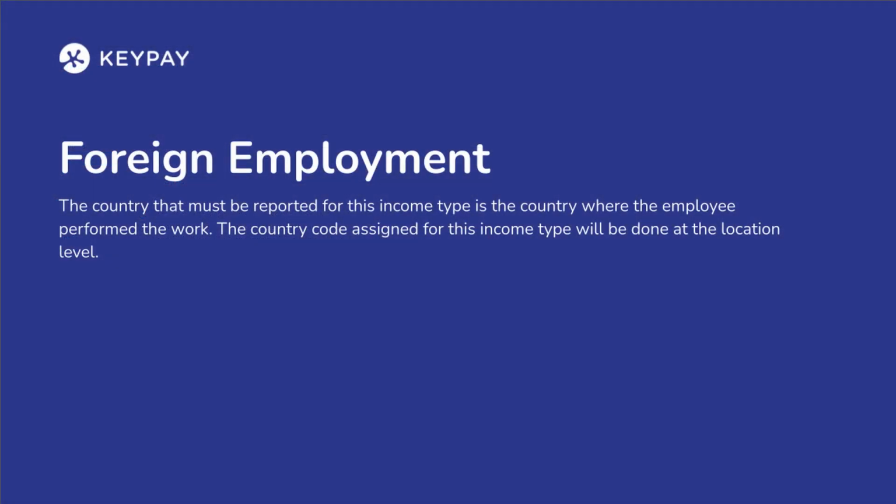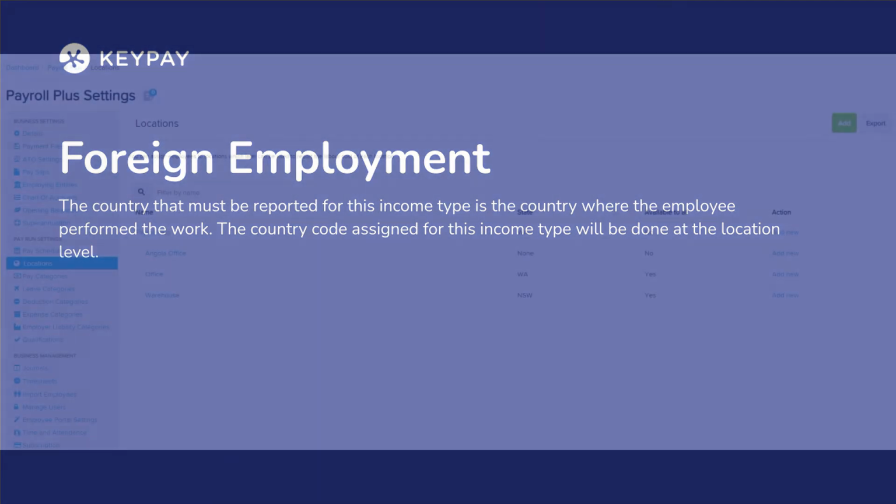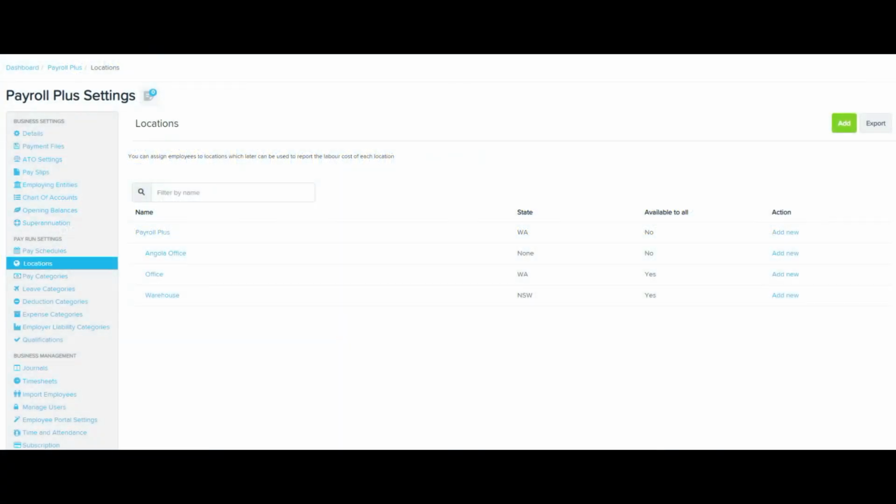Foreign employment. The country that must be reported for this income type is the country where the employee performed the work. The country code assigned for this income type will be done at the location level. To assign the country at a location level, go to the payroll settings screen and choose locations. Click on the location where the employee's earnings are being costed to and select the applicable country from the country drop-down list.